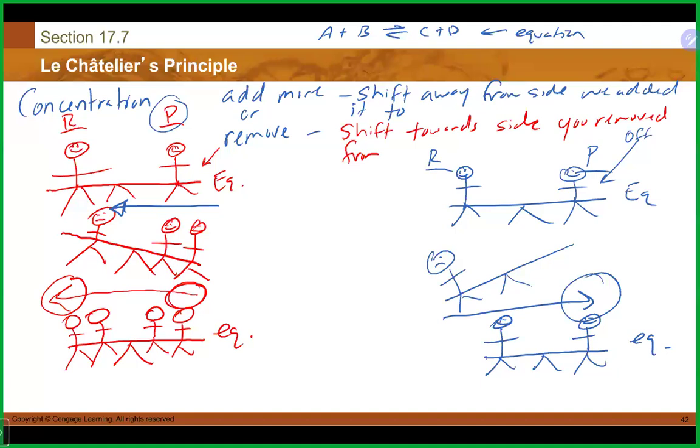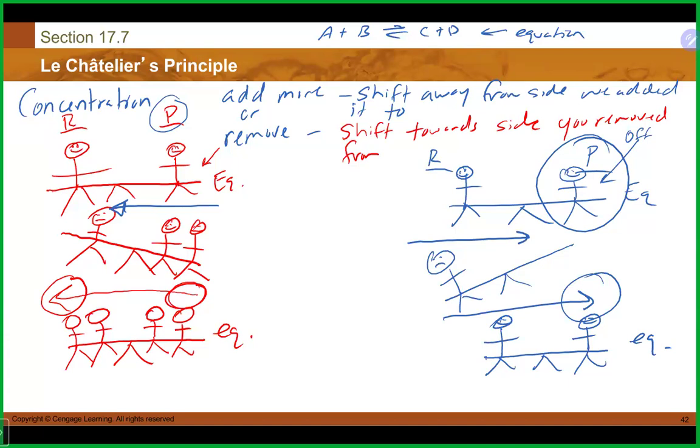Why does this happen? This happens because when I remove my products, you could think about it one of two ways. Probably the easier way to think about it is when you remove your products, you made a big hole over there. You got to go fill the hole. So you got to shift towards the hole you made and you want to fill it. The real reason is when you remove your products, you now have more reactants than you do products. And because you have more reactants than you do products, it's going to cause the forward direction in this reaction to occur, and it's going to actually go towards the product side.